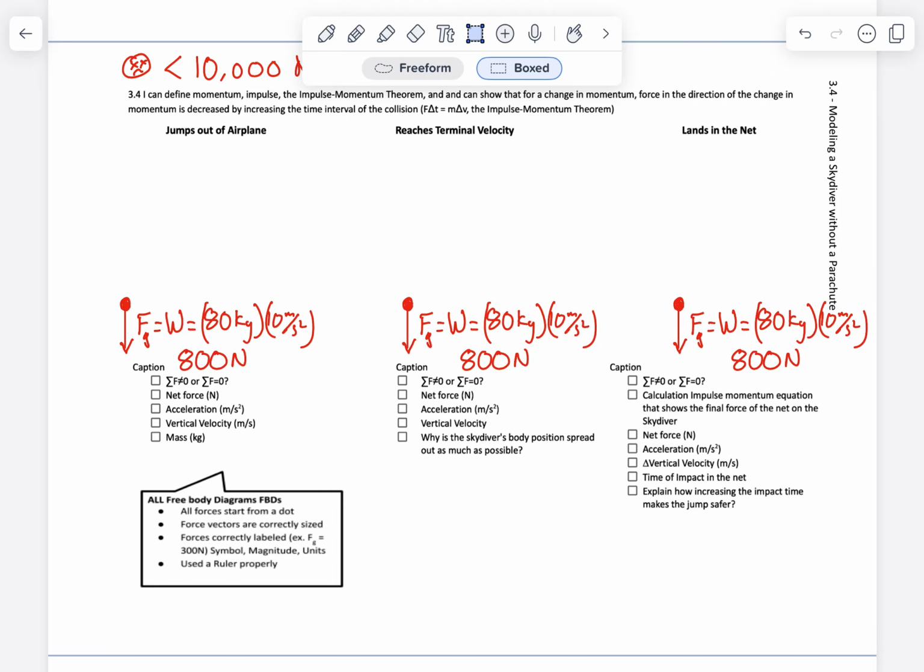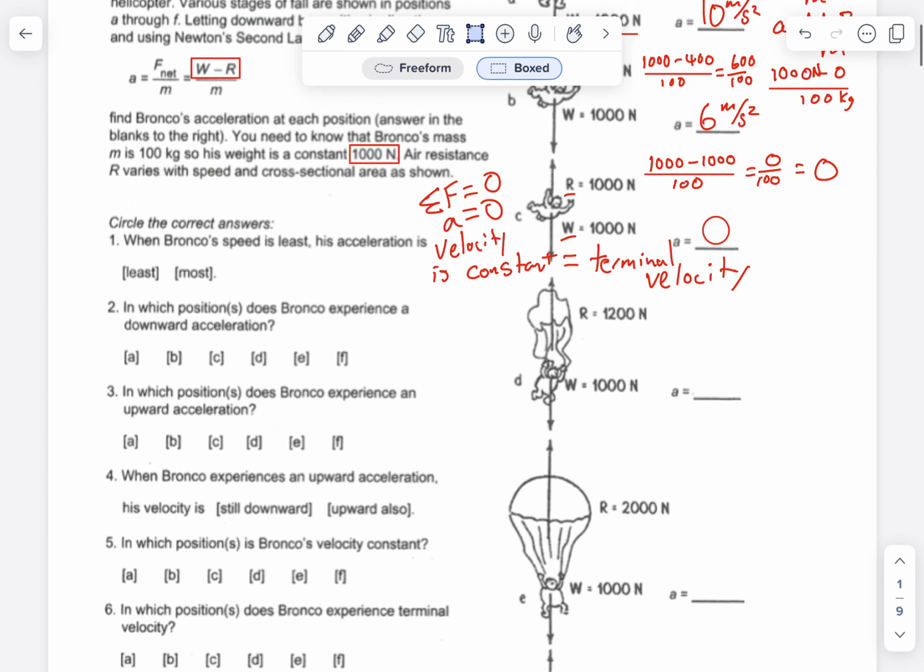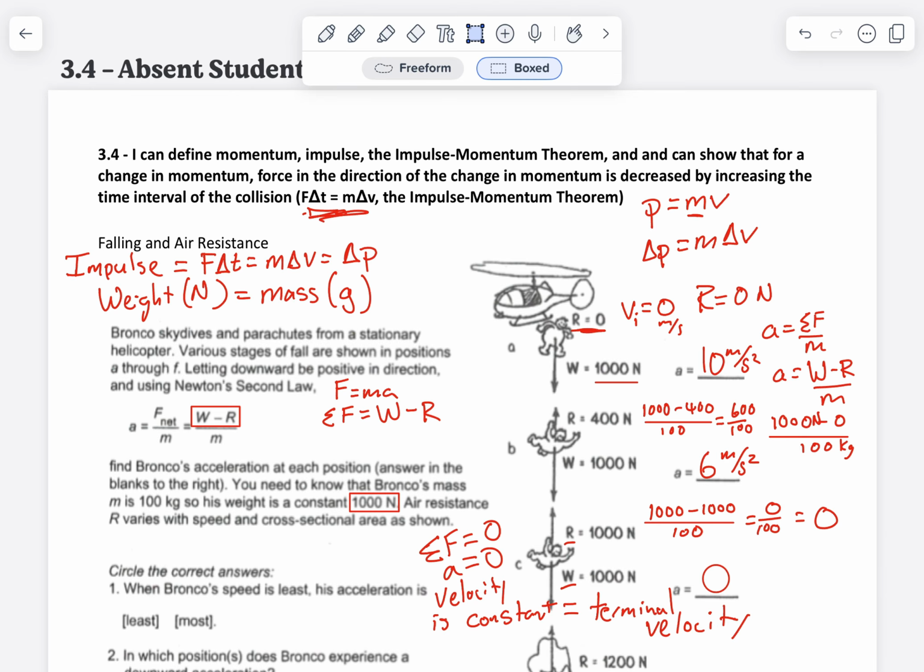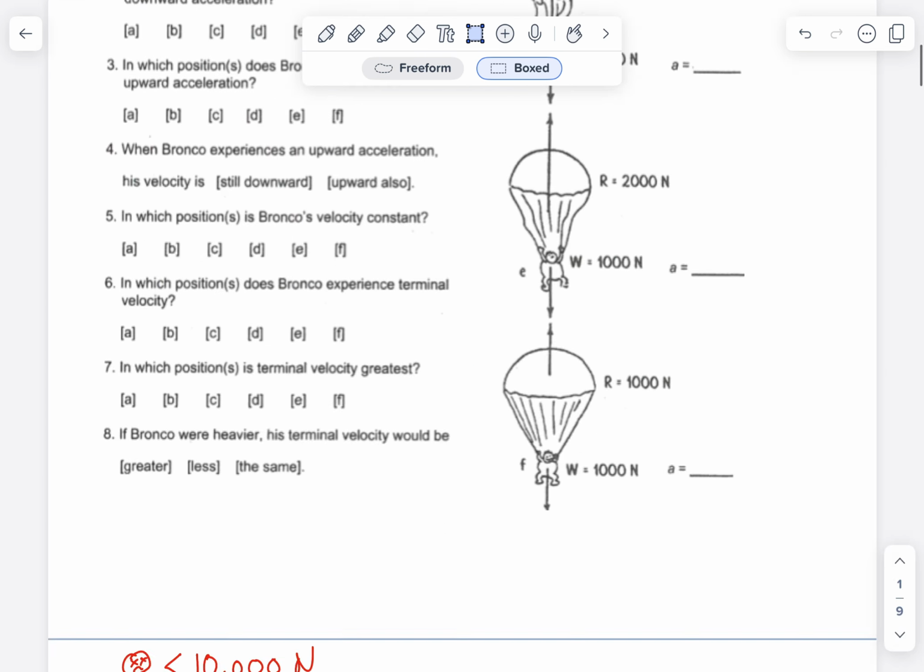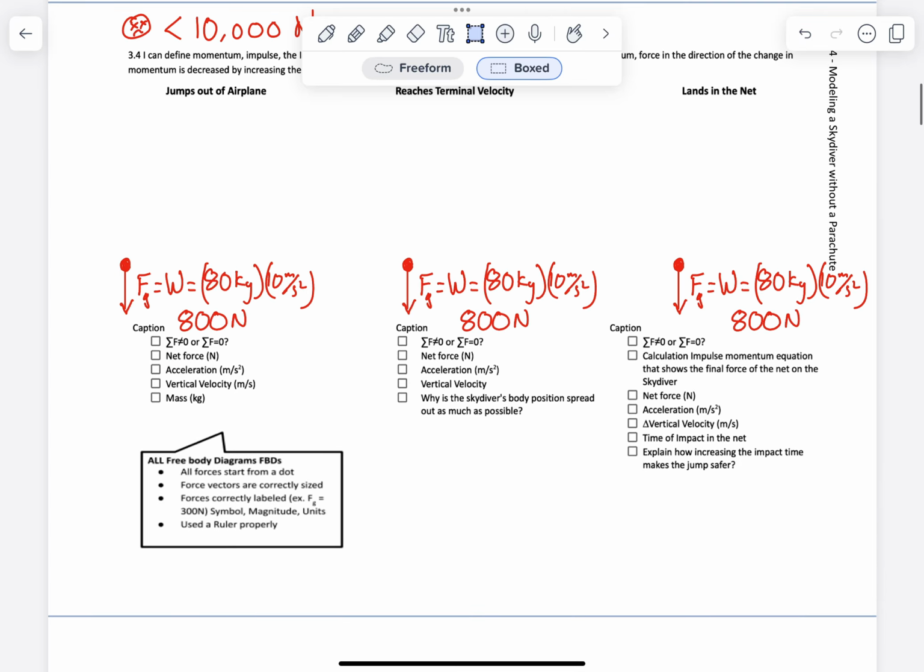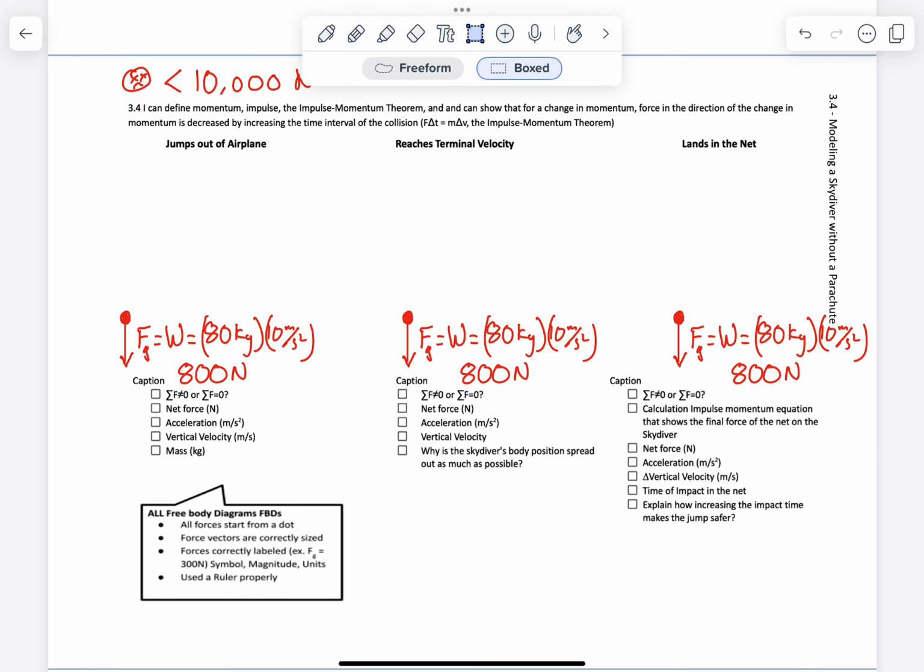Now he jumps out of the airplane. What happens? Let's see if I look back at Bronco. When he jumps out of the airplane, the velocity is 0. All that we have is his weight going down, and we can look at his acceleration. So we already calculated his weight. And I want you guys to go through all these captions. Caption 1, are the sum of all forces equal to 0 or not equal to 0? Well, I have no arrow balancing out this force right here. Therefore, my sum of forces is not equal to 0. The net force is just going to be this force downwards, which is going to be 800. Check that off. Net force is 800 newtons.